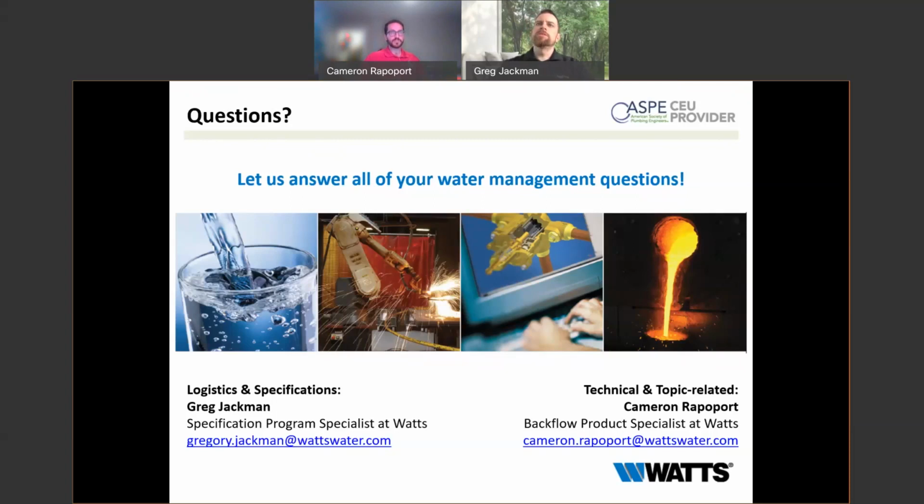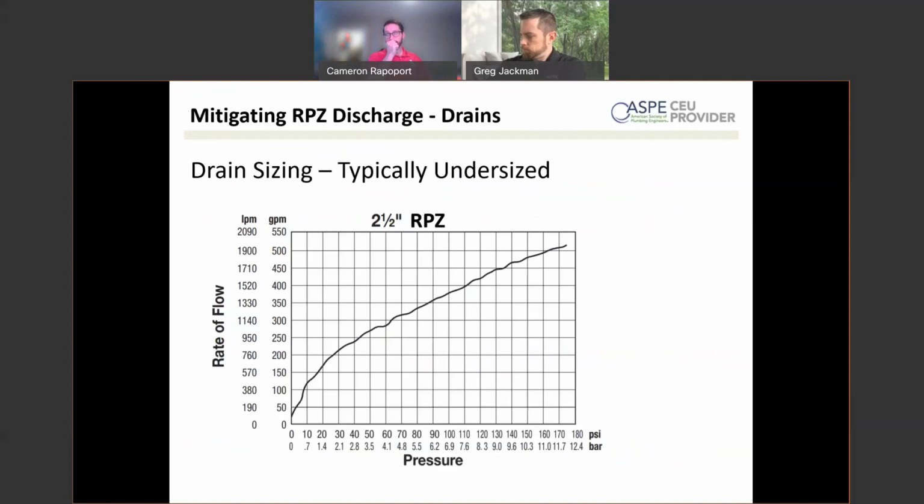Okay, and how much discharge is expected if the valve fails? How to size the plumbing drains properly for the valve failure? Sure. So we publish these curves, right? So this is for one of our 2.5-inch RPCs. All the other manufacturers should be publishing their curves as well. So this will give you a worst case scenario.